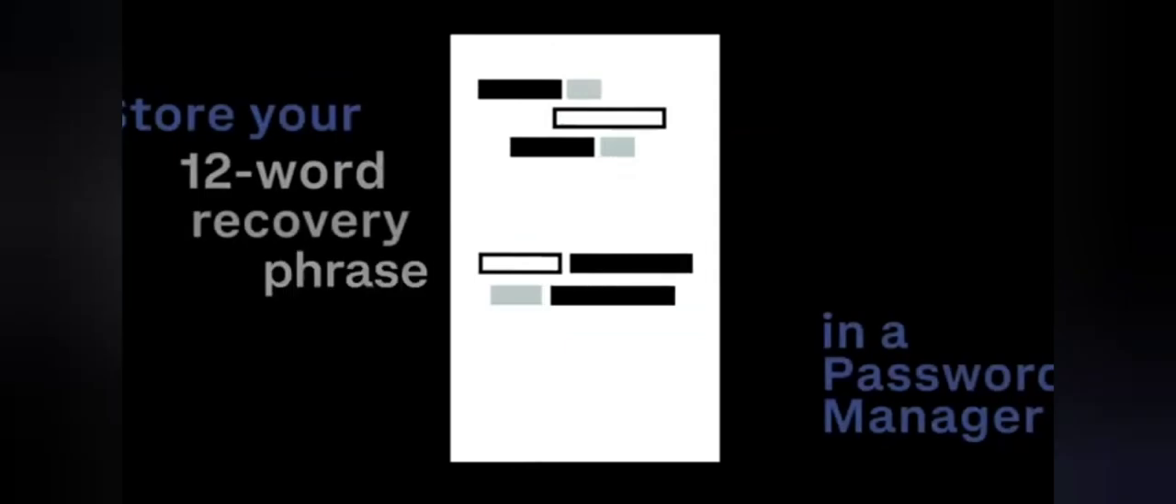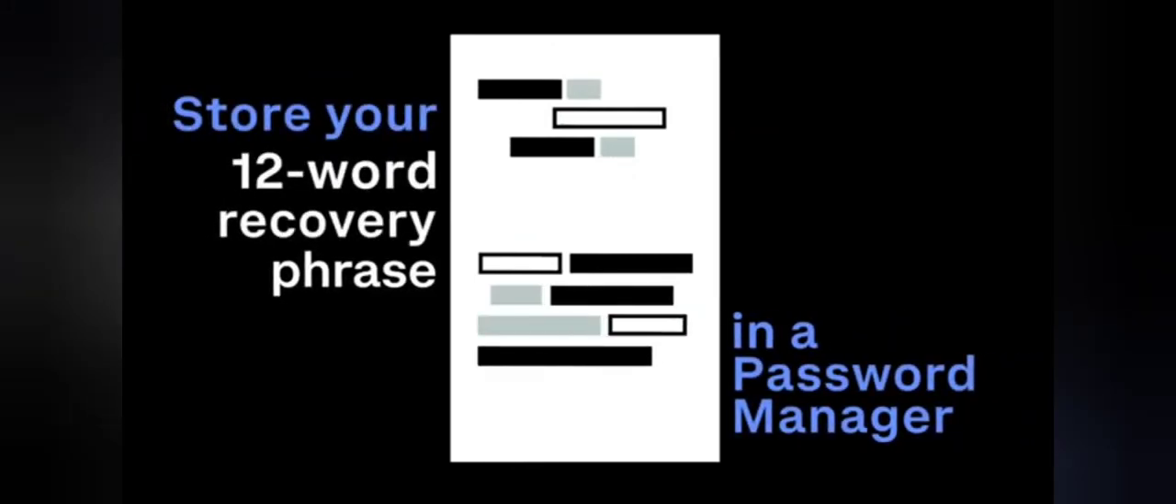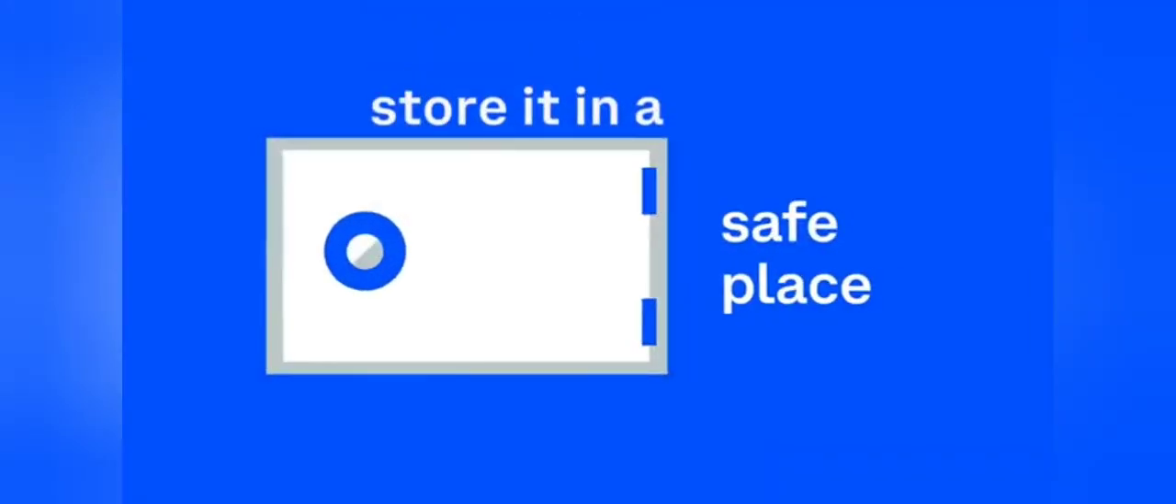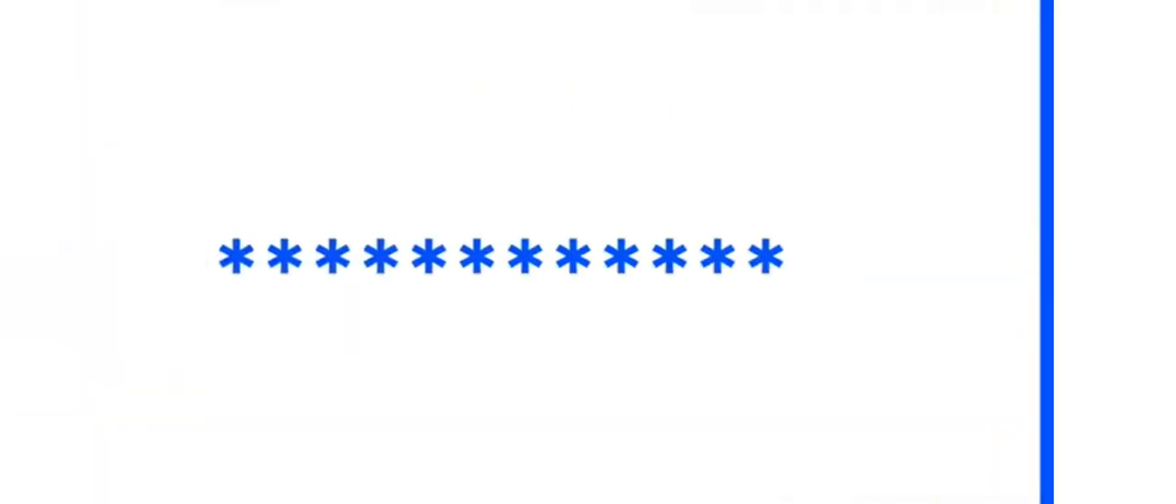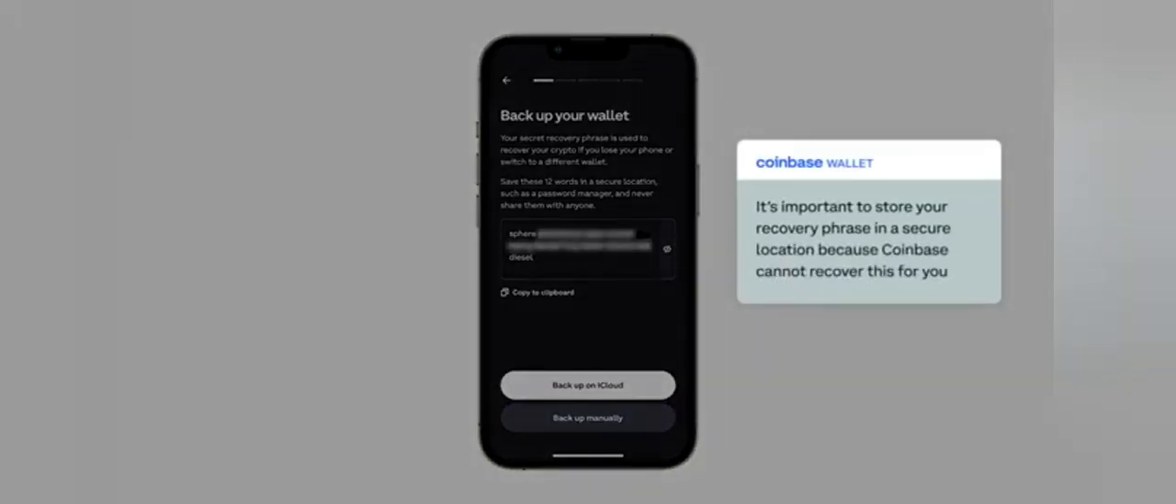We recommend storing your recovery phrase in a secure location, such as a password manager, or writing it down and storing it somewhere safe. Remember, this is the key to access your wallet, and Coinbase cannot recover this phrase for you. With the Coinbase Wallet mobile app, you also have the option of backing up your recovery phrase to Google Drive or iCloud. It's important to back up or store your recovery phrase in a secure location because in the event that you lose it, Coinbase will not be able to recover this phrase for you.